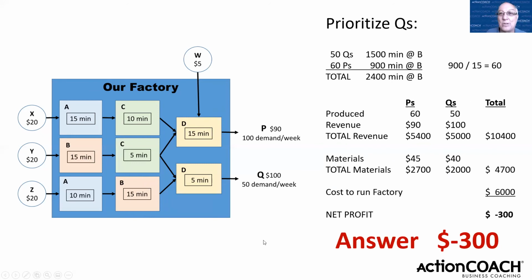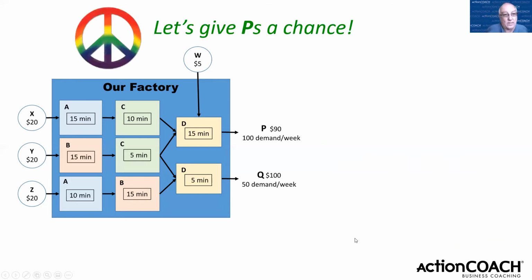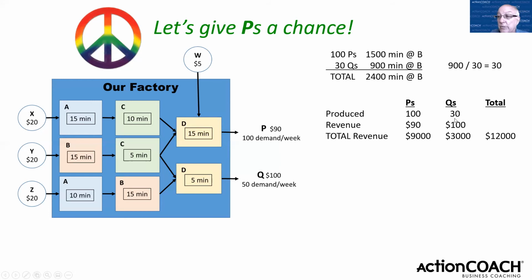If you went through the math and figured out Q's are a better deal than P's, you would end up with minus $300. Of course, there is another alternative. I'm a Quaker by background, and we're peaceniks, so let's give P's a chance, folks. We would have 100 P's at 15 minutes, and B would leave 900 minutes for Q's. 900 divided by 30 minutes lets us create 30 Q's. So we can make 100 P's and 30 Q's.